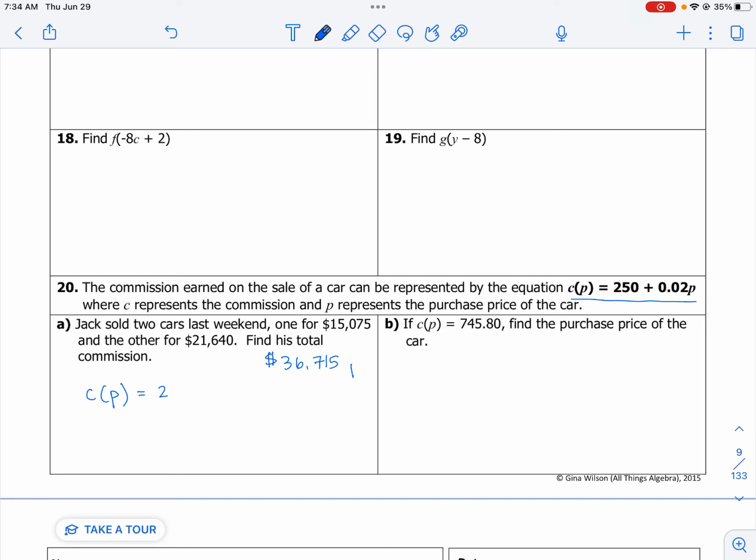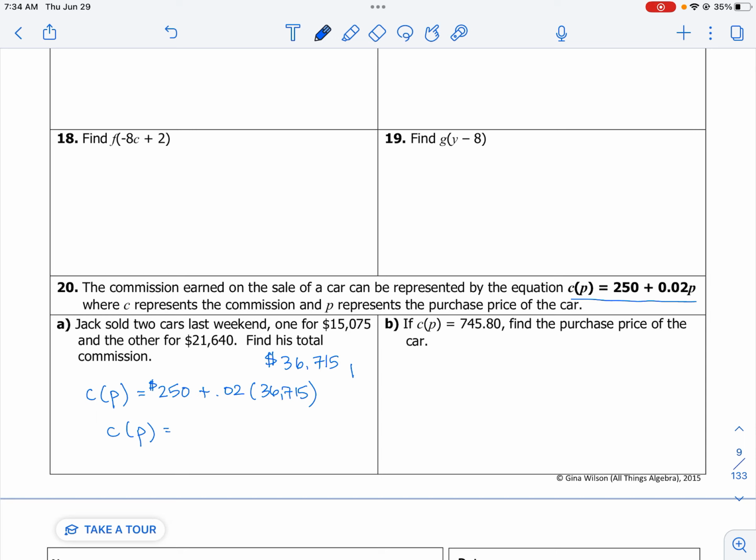What this equation means is that he made $250 even if he didn't sell anything and sat around all day. His rate was 2 cents for every dollar worth of car that he sold. So we're going to plug in 36,715 for P. Multiply all that out, and we'll end up getting his commission. I do not remember off the top of my head what that number is, but that is how this problem worked.